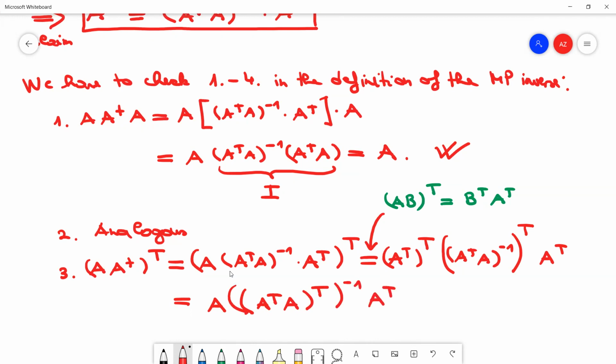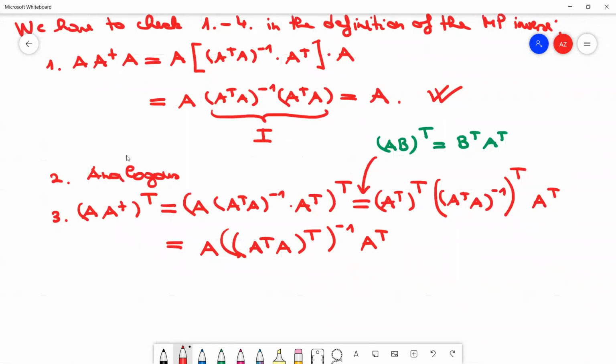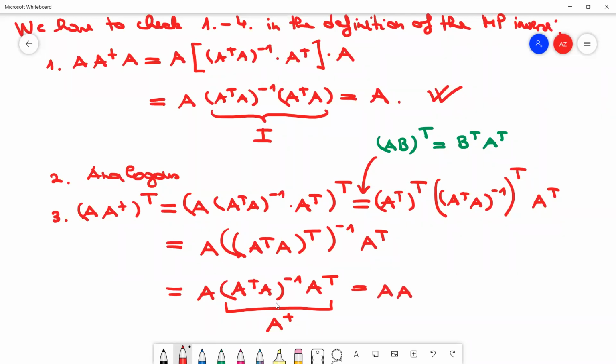And rewrite A transpose again. But this A transpose A, this is a symmetric matrix. So if we transpose A transpose A, we again get A transpose A. So this is just A, and I can leave this transpose. We get A transpose A inverse, A transpose, and we are done, because this part is just our candidate for A plus, if you recall. So this is our candidate for A plus, and we got A plus.